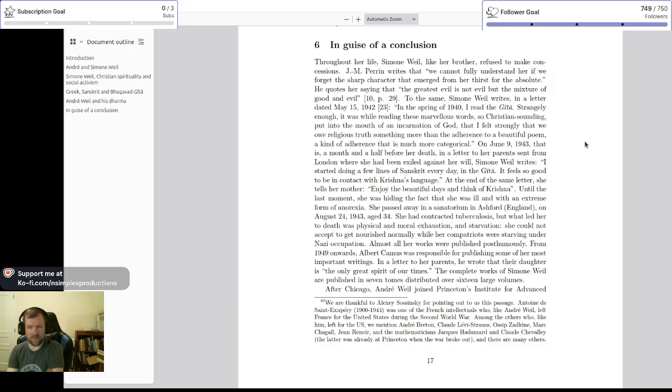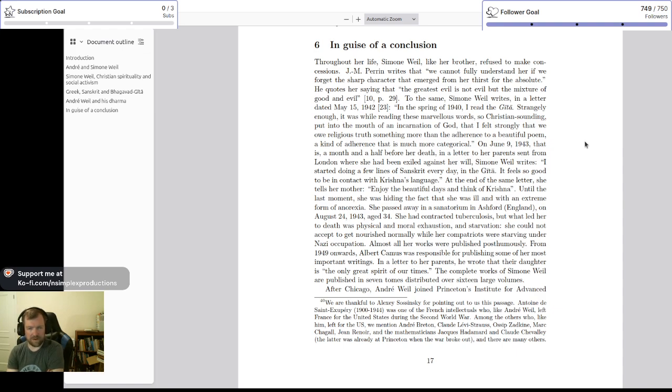She had contracted tuberculosis, but what had led her to death was physical and moral exhaustion and starvation. She could not accept to get nourished normally while her compatriots were starving under Nazi occupation. Almost all of her works were published posthumously.